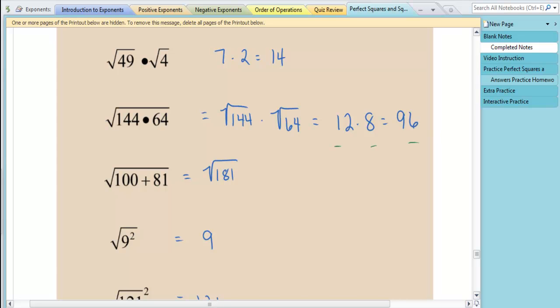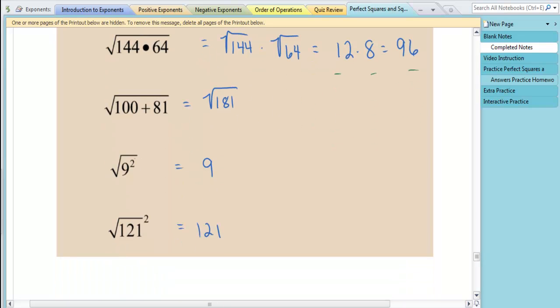In the next problem, you have to add first. You don't have a choice. 100 plus 81 is 181. That's not a perfect square, so your answer is the square root of 181. The next problem, the square and the square root cancel, and you're left with the base of 9. And the next problem, the square and the square root cancel, and you're left with a base of 121.